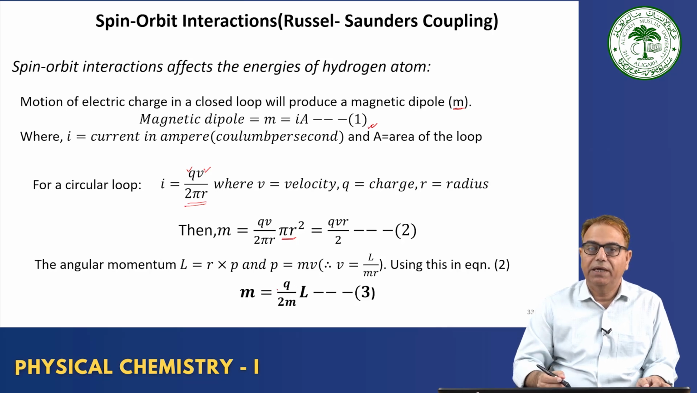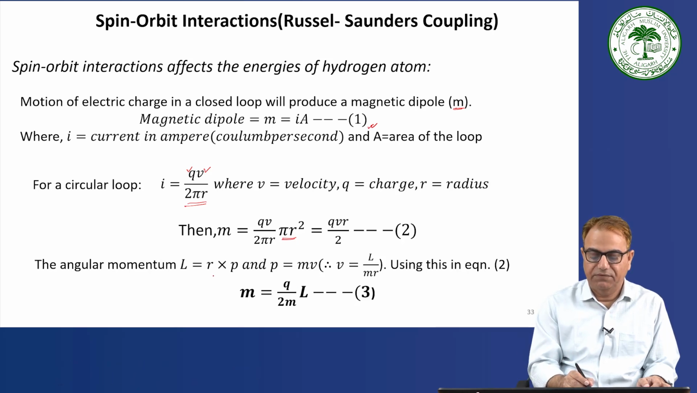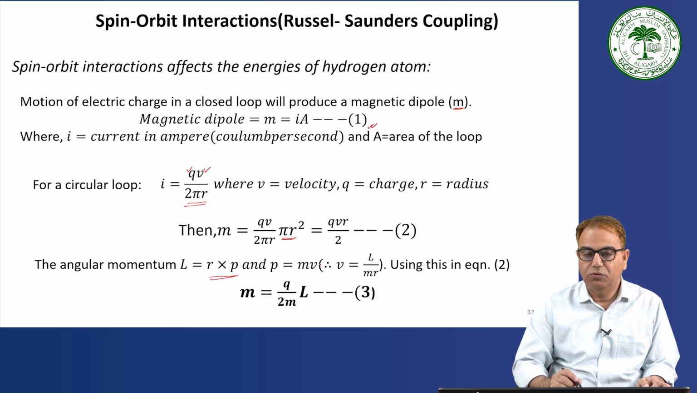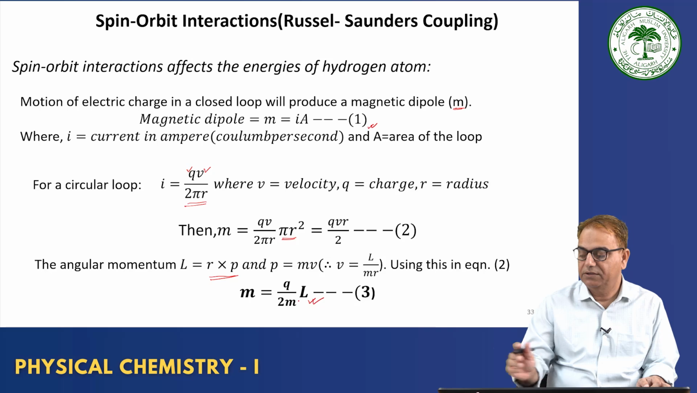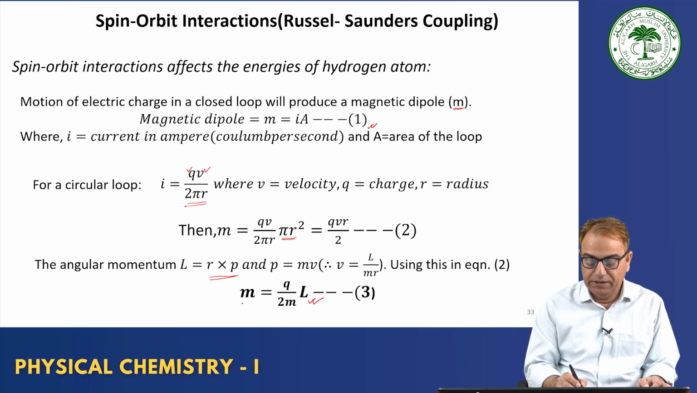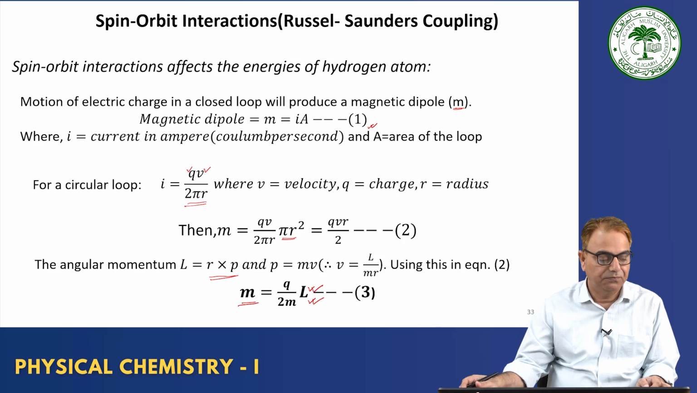Now the angular momentum L is given as r into p, the basic definition, the first thing I talked about, and p is equal to mass into velocity. So the velocity can be written as L divided by mr. If you introduce this angular momentum in equation number 2, the magnetic dipole becomes equal to Q divided by 2m into L. So we are again back to the orbital angular momentum L. Magnetic moment is controlled by angular momentum; that's what equation 3 tells you, for a circularly moving electron.